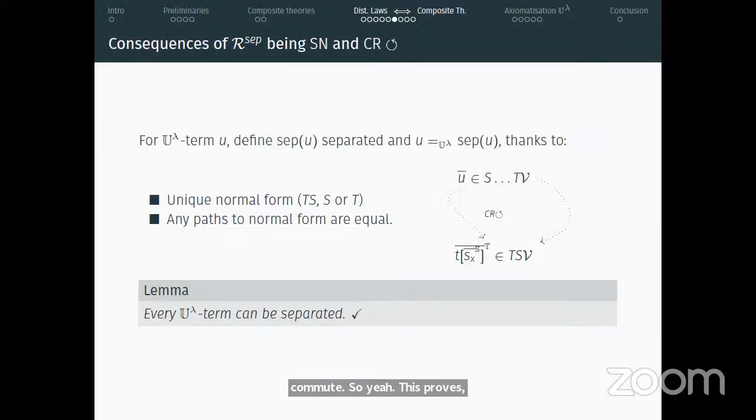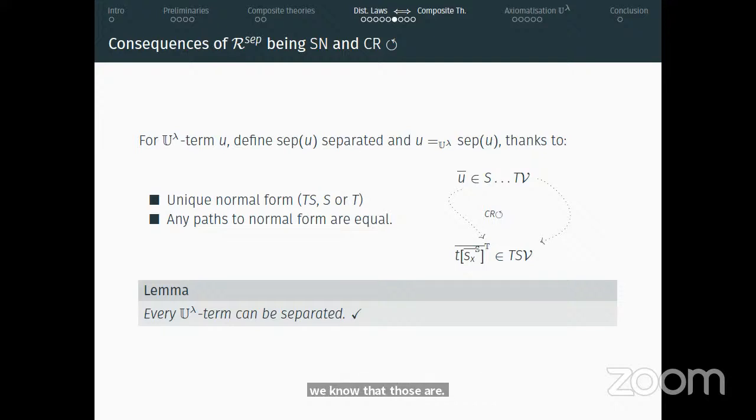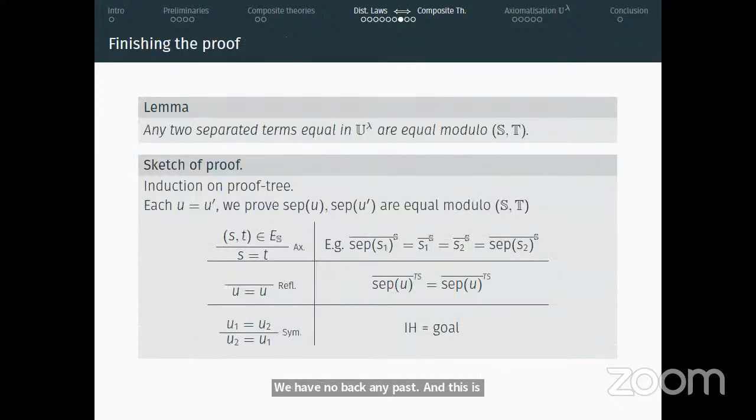And now that we have that, we can define a function, separate, that separates any lambda term, where we take the equivalence class and take any path to normal form, because we know that those are equal. And once we are in the normal form, just take any representative of it. This way you have the first part, which is that every lambda term can be separated. But we have more than that: any paths to normal form are equal. And this is useful for the second part, which is that if you have 2 separated terms that are equal, they must also be equal modulo ST.